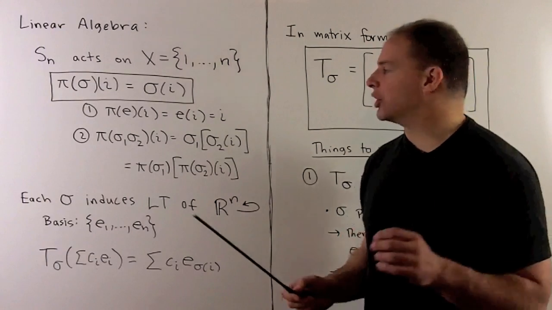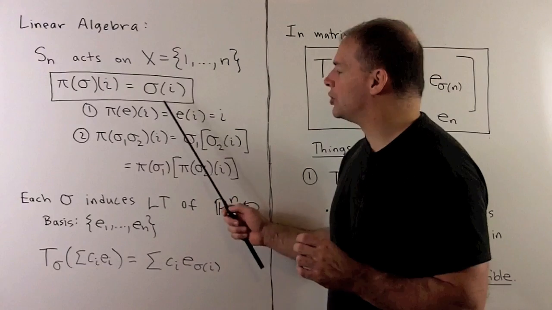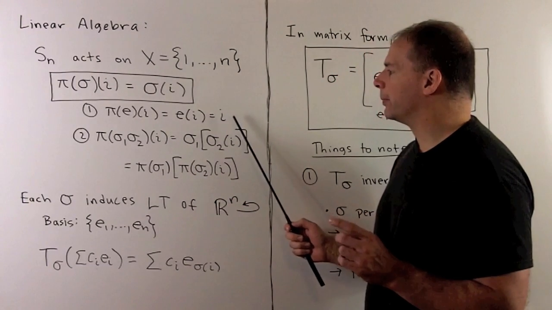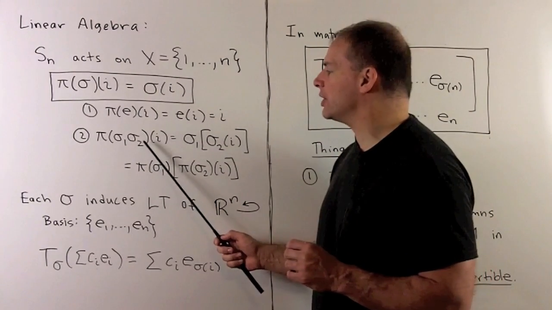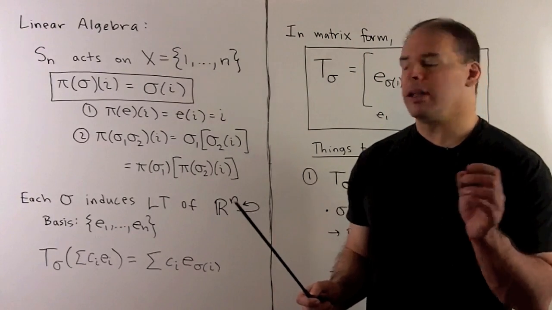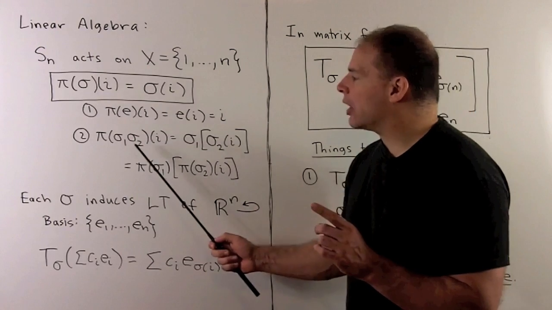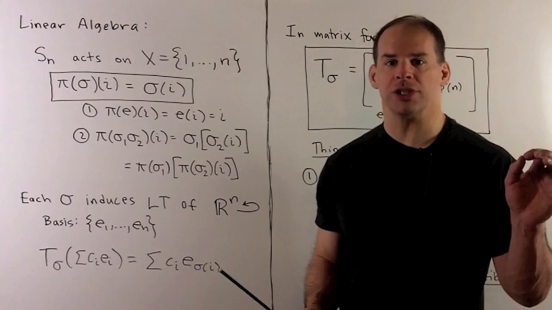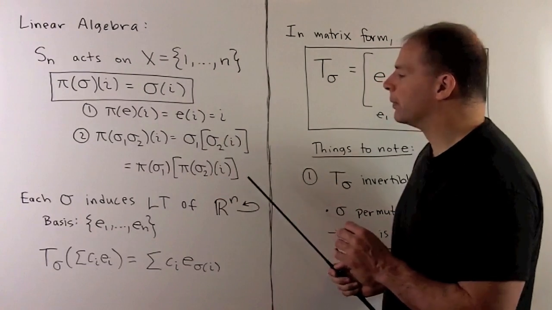Now, to see we have a group action, first we have to show the identity element acts on labels just by the identity map. And that follows by definition. Then we want to show that if we have a product of permutations acting on the label i, it's the same as if we act on the label i by each permutation separately. That follows because our multiplication of permutations is just composition of functions. So we have a group action.